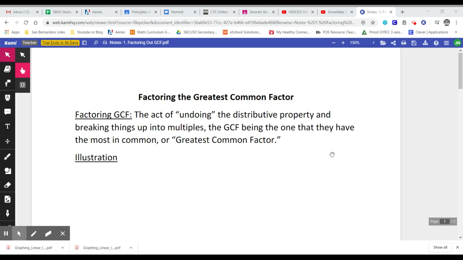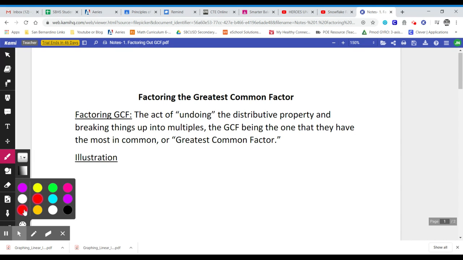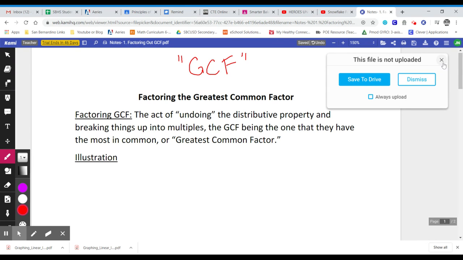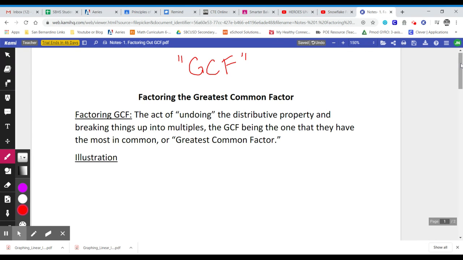Hey guys, in this video, I'm going to be teaching you how to factor using the greatest common factor. Greatest common factor is also known as GCF. So, GCF also stands for greatest common factor. And then, first of all, what is factoring in general?